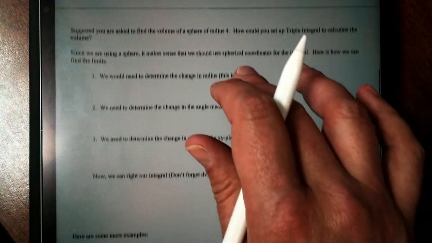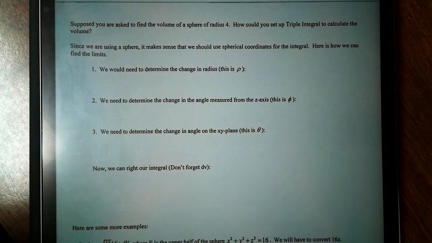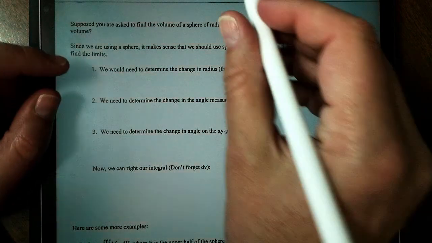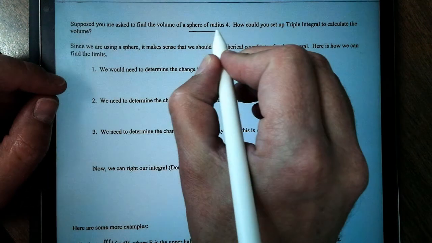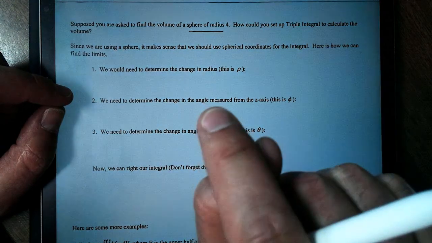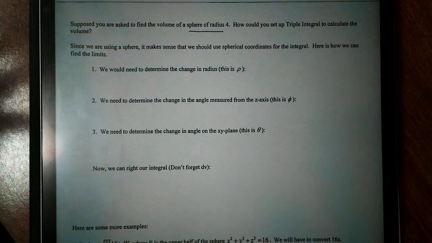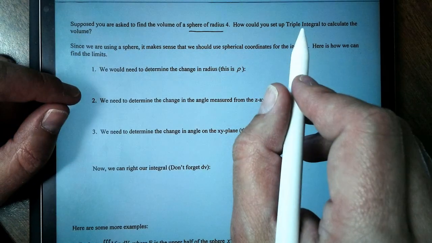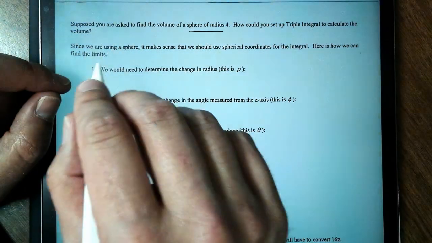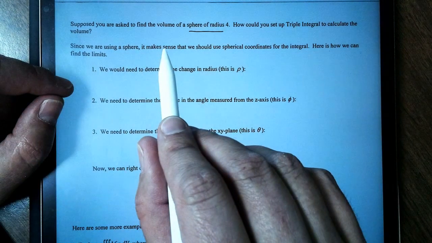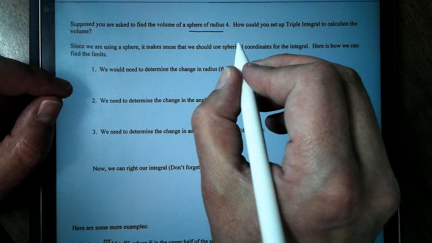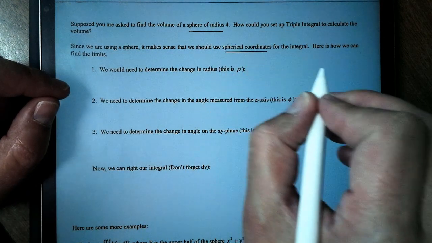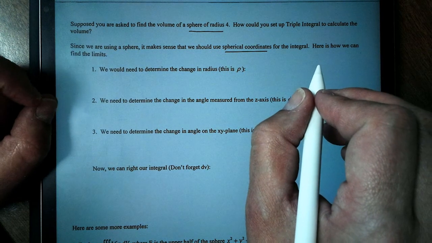Suppose we're asked to find the volume of a sphere with radius 4. How would we set this up using a triple integral to calculate the volume? We know how to find the volume of a sphere, 4/3 pi r cubed, but let's see if we can use our triple integral to do this. Since we are using a sphere, it should make sense that we're going to use spherical coordinates. Here's how we can find the limits.